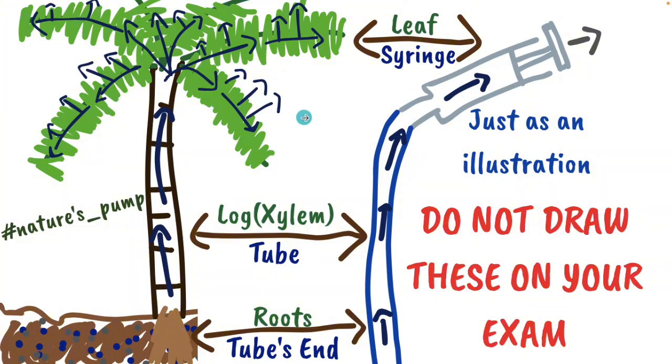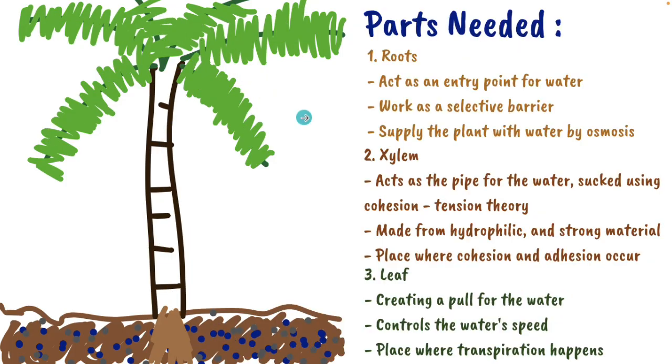But before the xylem, we also have the roots. The roots are pretty much like the tube's end. They suck the water from underground. And it's just an illustration, so absolutely do not draw these on your exam. Now, let's go. There are three parts needed.